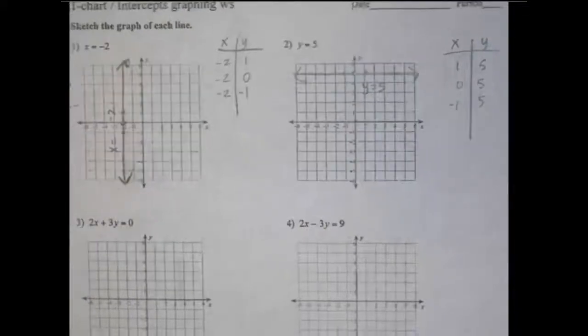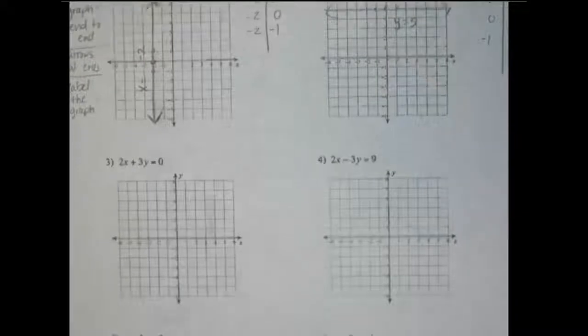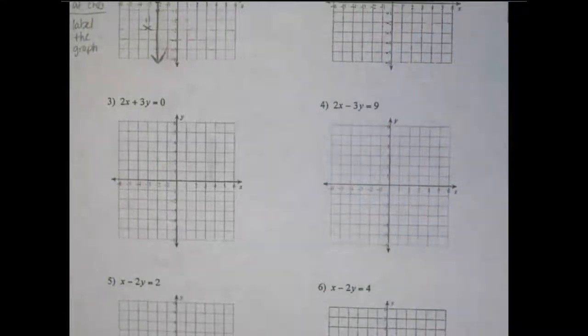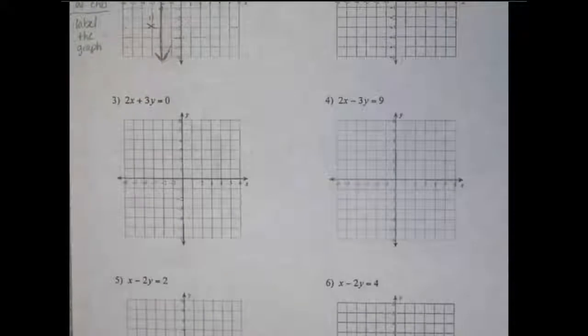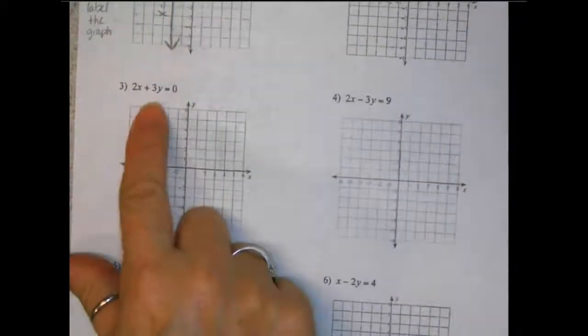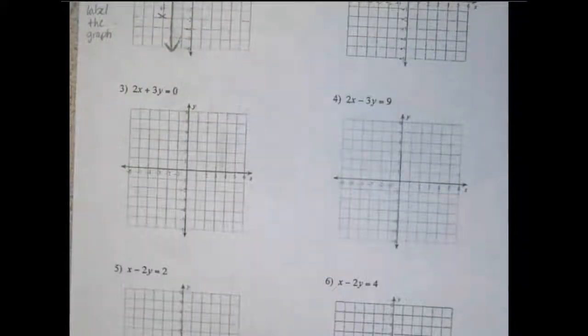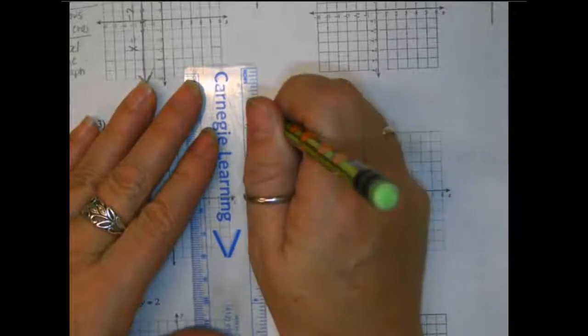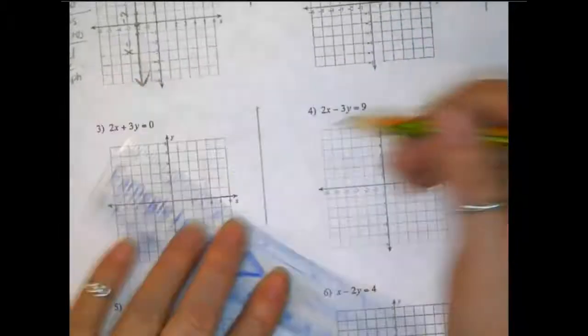All right, so let's look at number 3. Some of you went ahead and were doing T-charts, and that's fine and dandy, but I didn't ask you to, and you have no idea what you're doing. So this time we're going to do a T-chart for this one. But if you notice, it's got a 2x and a 3y. So I'm going to use a specific number to make this work.